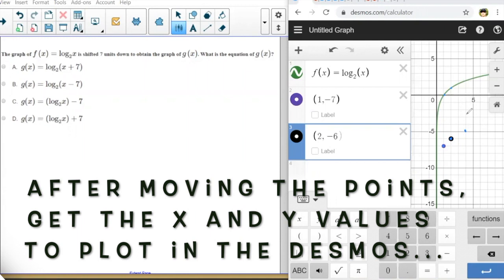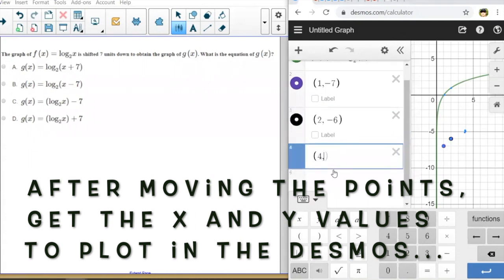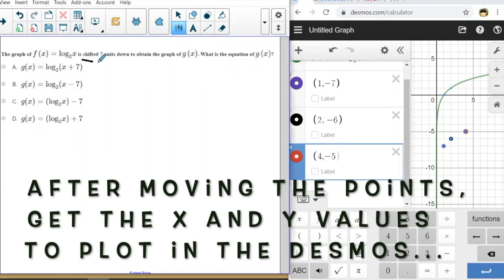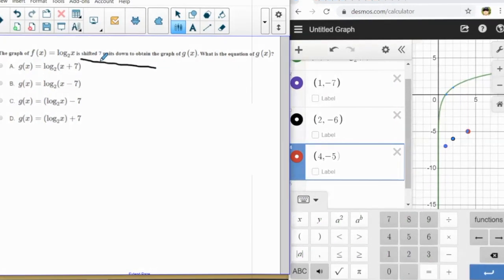And of course, this blue point here is actually 4 units from the y-axis and 5 units from the x-axis, which is below, so that's going to be -5. We can just check that. And this is our graph. These are the points when the function f of x is transformed into g of x, based on the statement that it is going down by 7 units.